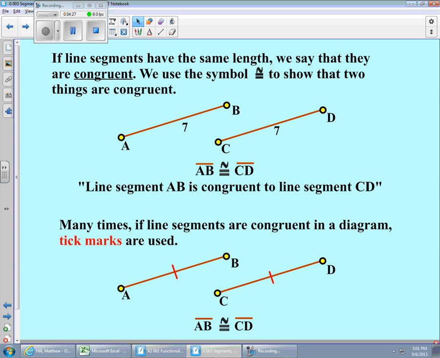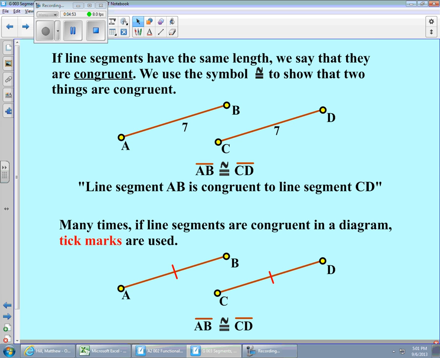So the same diagram, instead of the information, the 7 units being provided for us, you see they've replaced that with a little hash type mark in the middle of line segment AB, and then an identical one in the middle of line segment CD. This is communicating with us that the line segments are congruent, so the same statement can be made. Line segment AB is congruent to line segment CD.